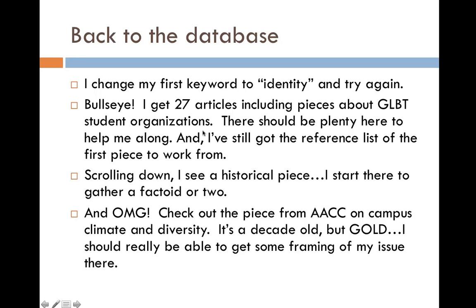Okay, so bullseye. We didn't get 27 this time, and in 2015 we got 59 articles. And in that list, there were pieces about GLBT student organizations. I feel now like I've really got a good list to start to sort through. And I've still got that reference list from the first piece that had the debate and some theory about specialized student groups, and I can use that to help me organize.